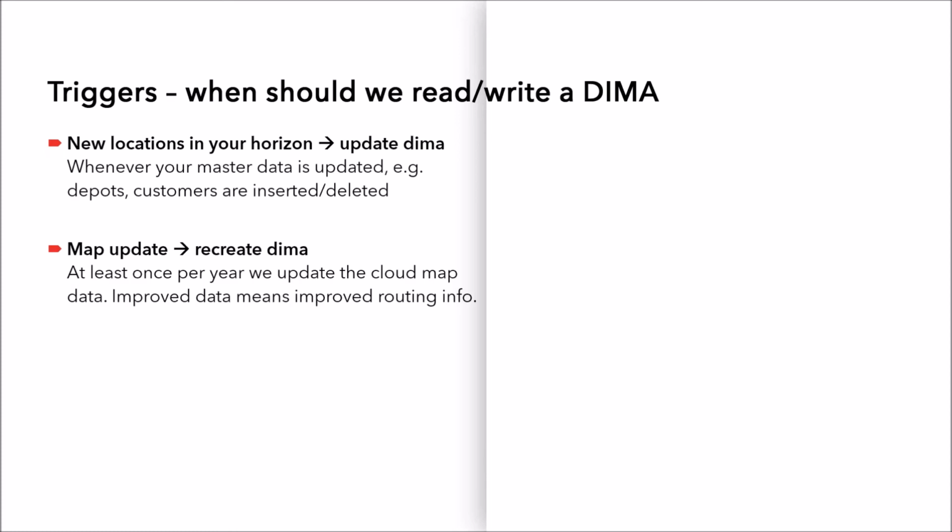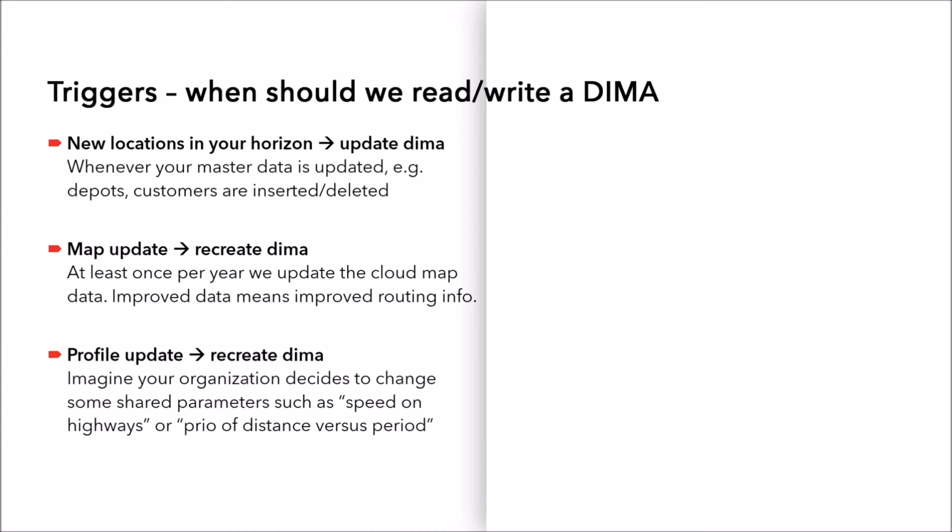The next scenario is when PTV performs a map update on the cloud, for example. Then you would have to recreate a distance matrix. I know this is not very nice, but it's required. At least once per year, we update the cloud map, and better data means better routing info there. So it's not only a task for you, it's even improving your data that you could use afterwards.